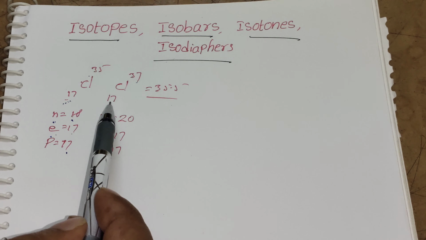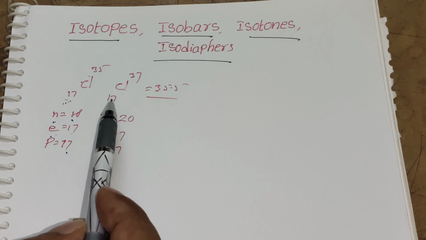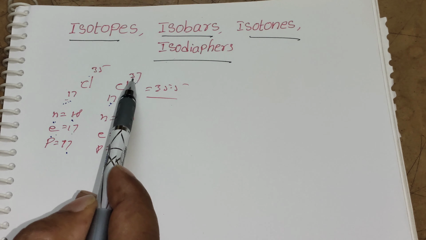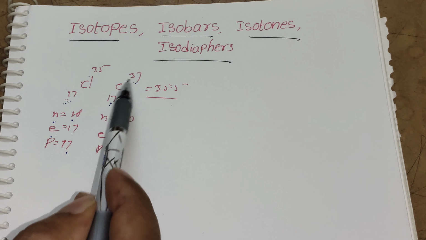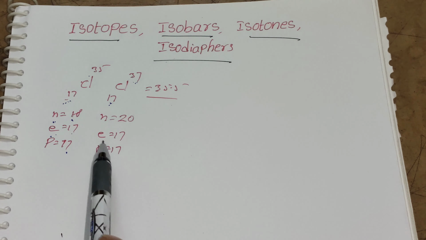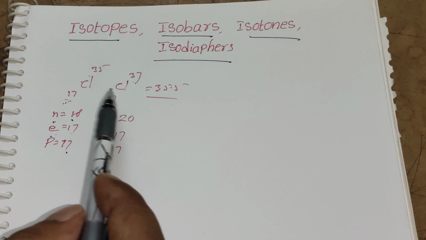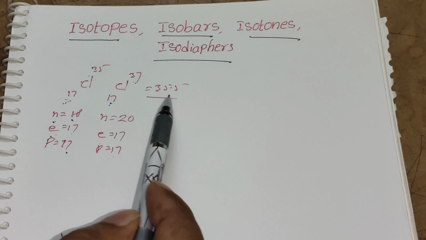Whereas in chlorine-37, the atomic number is 17 and the mass number is 37. And the number of neutrons is 37 minus 17, which is 20. The number of electrons is 17 and the number of protons is 17. Now the chlorine atomic weight is 35.5.